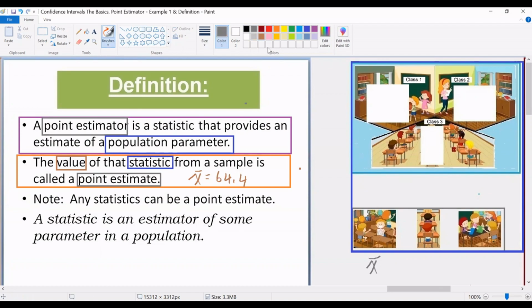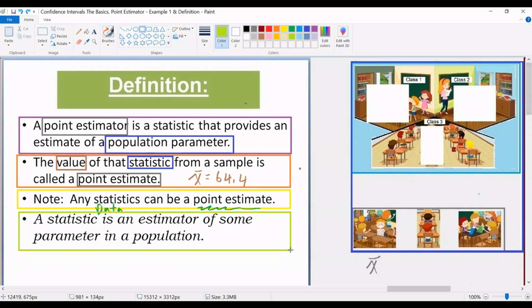So here's something to note. Any population or statistics can have a point estimator. All this says is that if I have any set of data, we can do some math and create an estimation that represents this data. Another way to think about these definitions is a statistic is an estimator of some parameter in a population. And those are our definitions.